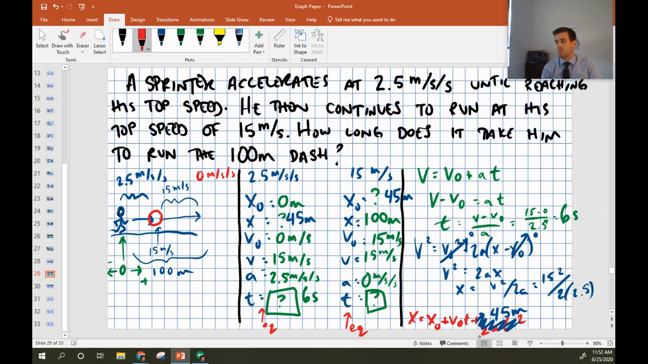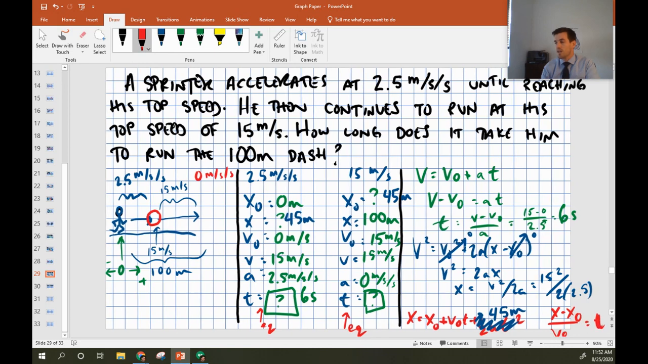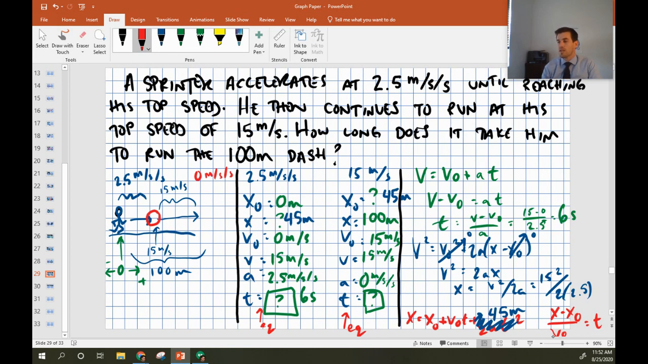So solving it for time, I'm going to subtract x naught from both sides, and I'm going to divide by v naught on both sides. So that's going to be 100 minus 45. That's 55 divided by 15. That's not a round number. That's going to be 3.66, I think. Let me double check though. 55 divided by 15. Yeah, 3.66. So the time for this last section is 3.66 seconds.